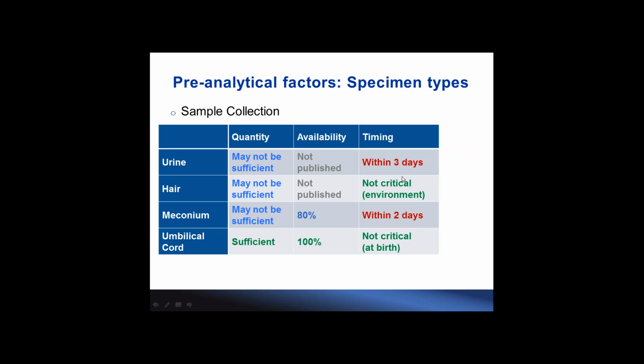For hair testing, in theory, it's not as time sensitive to collect, although the more time we wait, the more environmental exposure factors would need to be considered when we're interpreting the data. For umbilical cord, though, since it's so easy to collect at birth, the timing is usually not a big issue for folks.